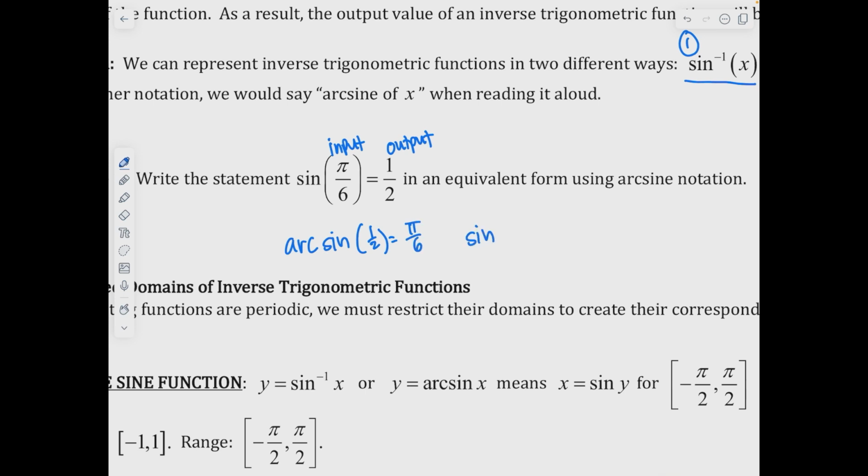Or I could use the other way. So inverse sine of 1/2 is equal to pi over 6. So those are my two different ways of writing the equivalent form. So again, switching the input and the output there.